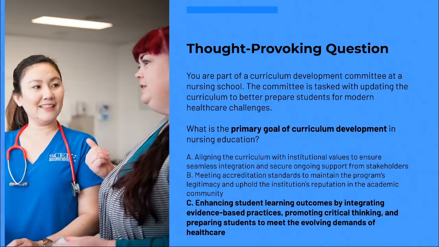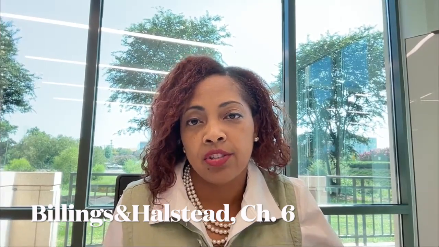And what you want to do is, with this question, you could see that A was a really good answer, right? Aligning the curriculum. We've talked a lot about that. B is a good answer, meeting accreditation standards. However, the best choice is going to be C, because we're talking about the primary goal. All right, and what I would say is, if that was a muddy point for you, or you're still not clear as to how C was the best answer, I encourage you to take a look in Billings and Halstead. Specifically, Chapter 6 is going to be a great resource to help you close your knowledge gaps.